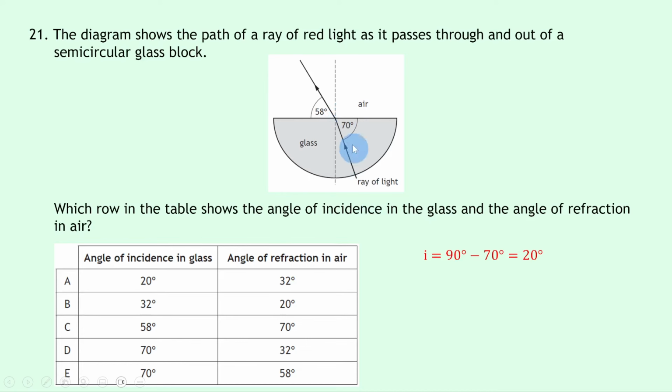And then to find the angle of refraction, remember that's defined as the angle measured between the normal and the refracted ray. So that's going to be this angle in here. So this time to find little r, the angle of refraction, we can do r equals 90 minus 58 to get 32 degrees. So that means we have 20 degrees for the angle of incidence and 32 degrees for the angle of refraction, which gives us the answer A here.